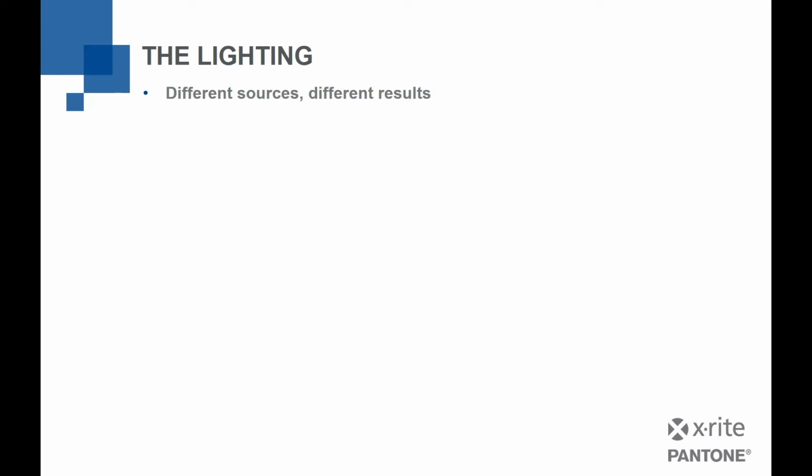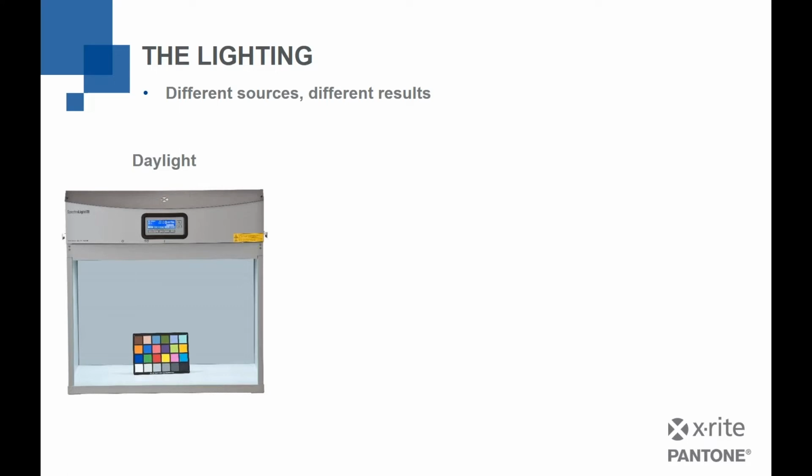So I'm going to show you a similar thing. This is a picture of an actual light booth. It happens to be a Spectralite QC light booth with what's called a color checker. That's that rectangular thing with all the little color swatches in it. That's used for calibrating cameras and those kinds of things.